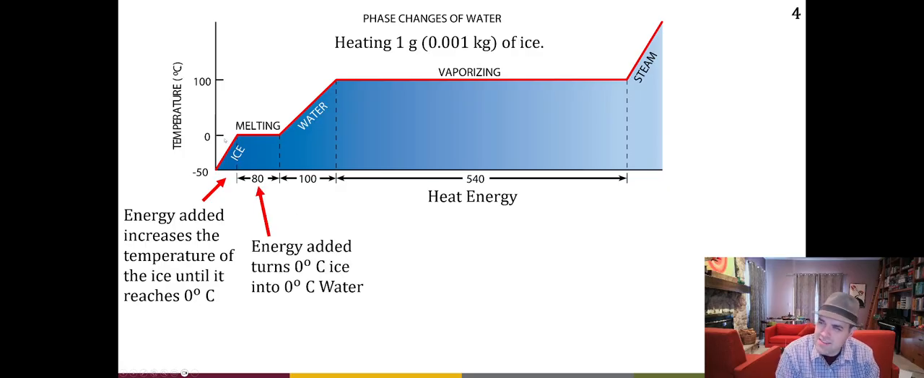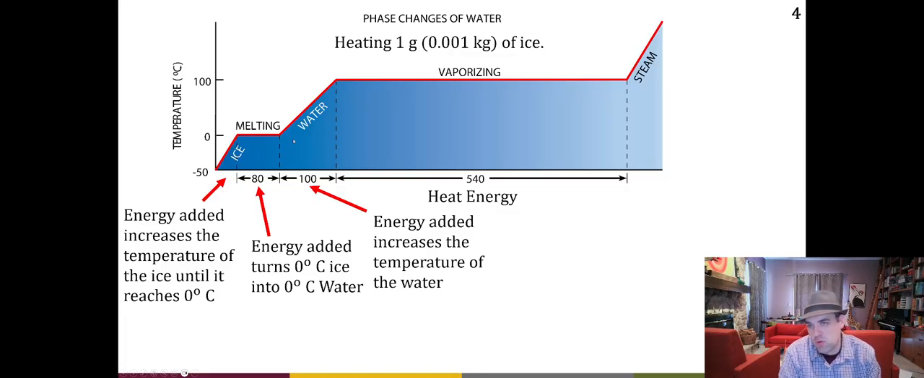Then once it's at 0 degrees Celsius, any energy that I add now is only going to turn that 0 degrees Celsius ice into 0 degrees Celsius water. And it's going to do that up until all of the ice has been fully converted into water. Then, once it's fully water, when I add energy to the water now, it's going to increase the temperature of the water.